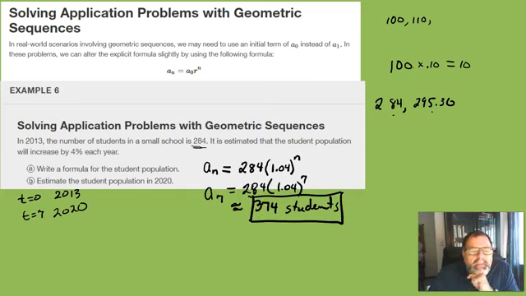Okay, and that brings us to the end of that section. So make sure you go to the end, practice, practice, practice. Go to the end of the section, do all the odds, and if you feel like it, do some of the even ones as well.